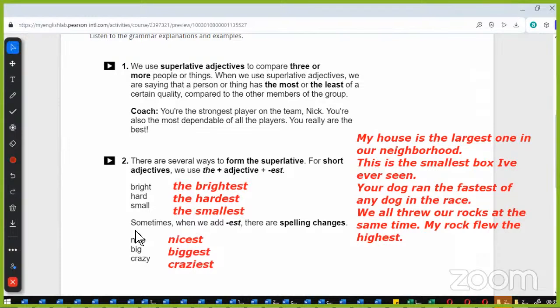What are the spelling changes? In terms of the nicest, you don't need EST, only ST. The biggest, you need to double the G here. The craziest, you change the Y to IEST. The ending would be changed to IEST. Okay, so that's what they mean here. I don't know if you have any questions here. It's okay, teacher. Okay, let's move on then.